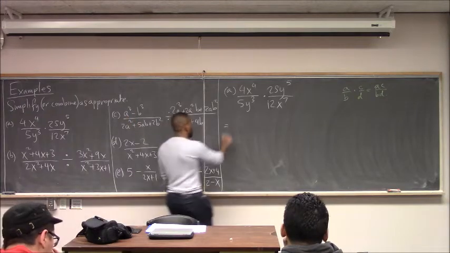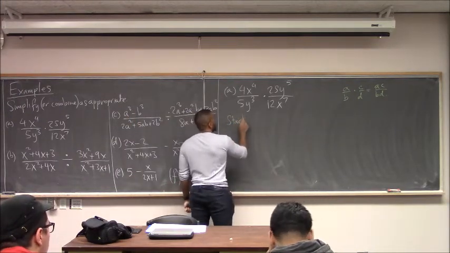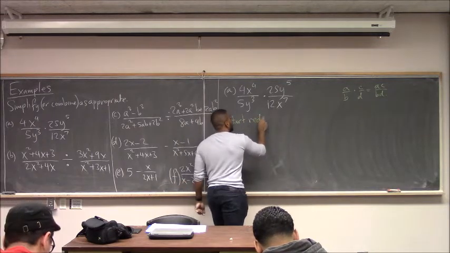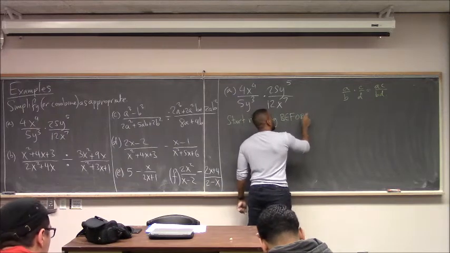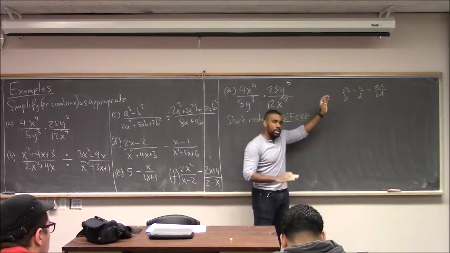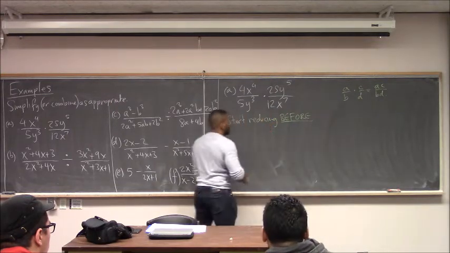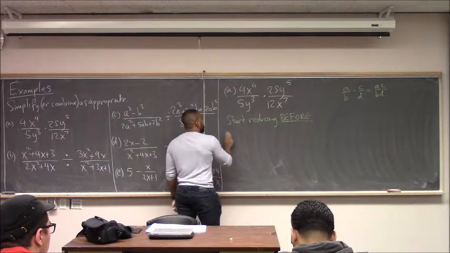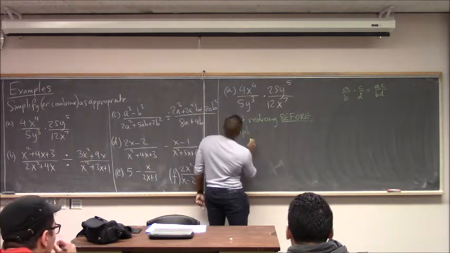So what I want to do here is start reducing before multiplying. Right? So this is a rule. It's correct to do this, but it's harder to do by hand if you do that first. So start reducing before the actual multiplication.